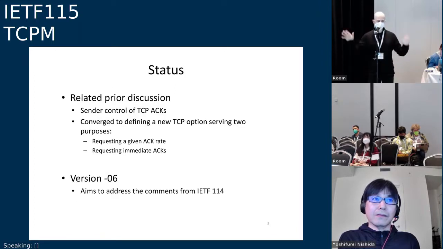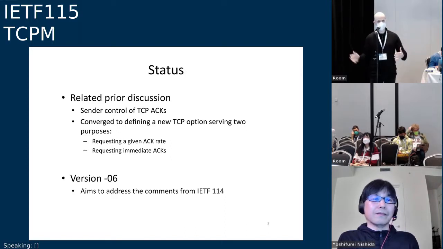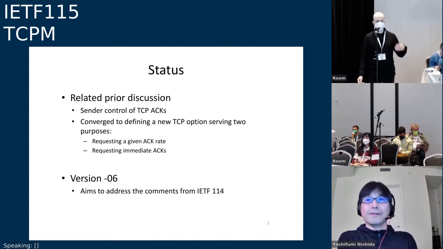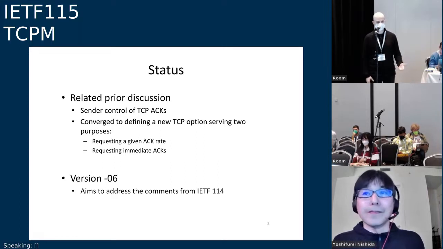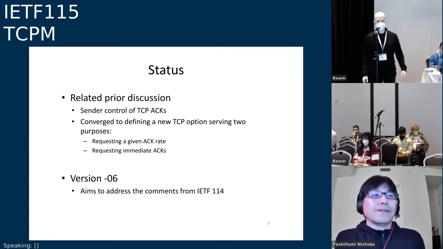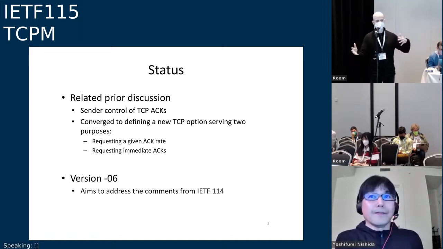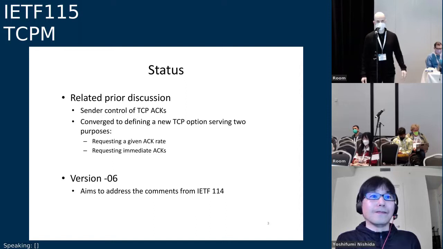So on the status of the draft, perhaps you may recall that before the creation of this document, there was some prior discussion in the area of sender control of TCP ACKs, which appeared to converge to defining a new TCP option serving two purposes: providing a sender with the ability of requesting a given ACK rate, or requesting immediate ACKs while keeping the steady-state ACK rate. So today I'm presenting the updates in version 06, which aims to address the comments from the last meeting.